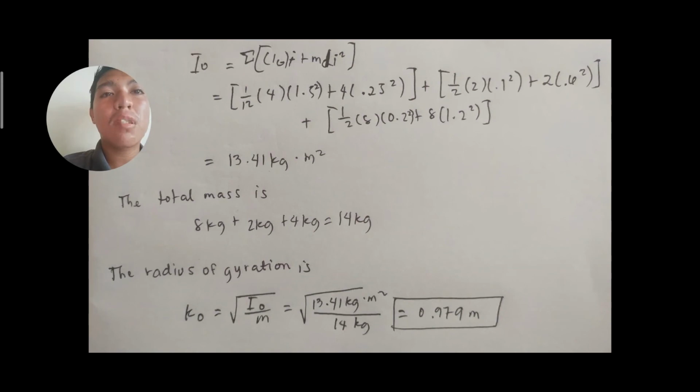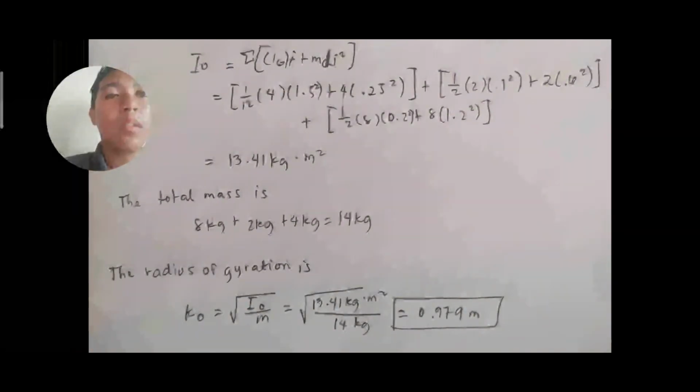The total mass is you add the 8 kilograms, 2 and the 4 kilograms. It is equal to 14 kilograms. The radius of gyration formula is k_O equals the square root of I_O over m, equals the square root of 13.41 kilogram meter squared over 14 kilograms. It is equal to 0.979 meters.